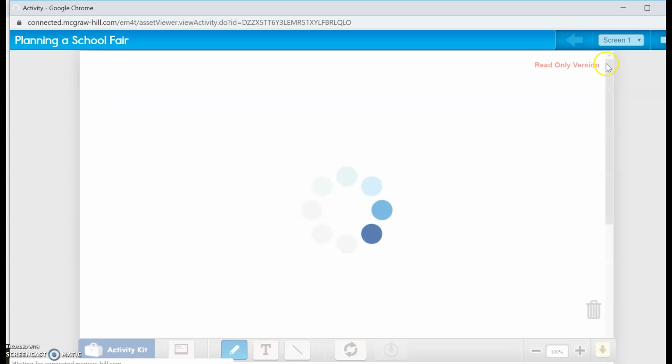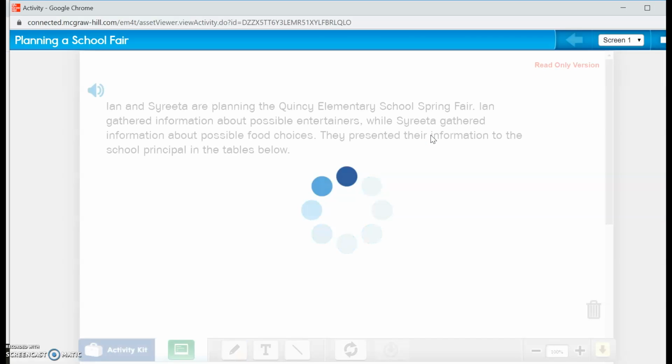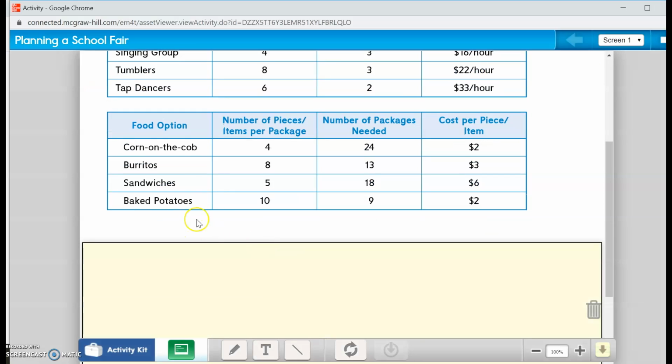So on screen 1, we're going to look at burritos. 8 of them are in a package. They need 13. Cost $3 per item. So we have to multiply all these numbers. And for sandwiches, there's 5 pieces in a package. 18 packages are needed. $6 per item.